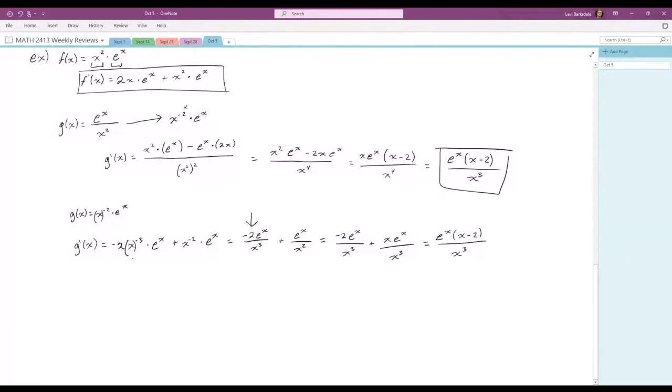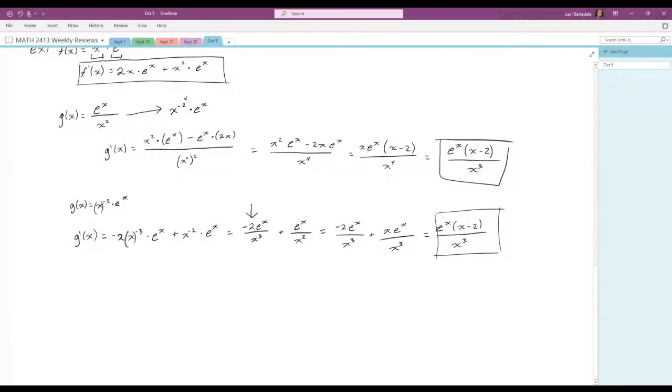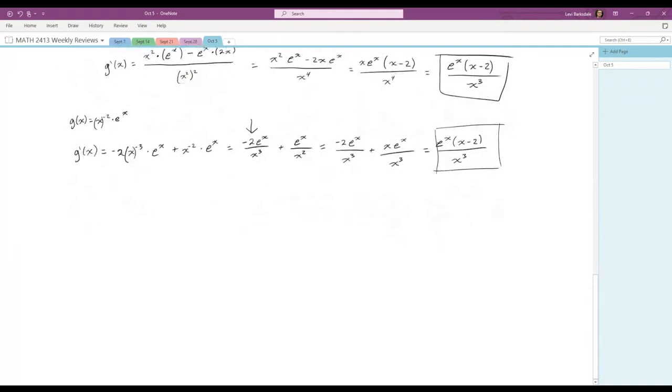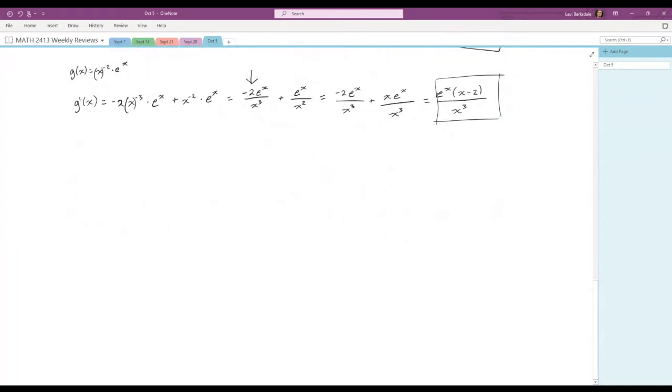But we're clear on this? And you'll notice we did get the same answer. This last step, I did kind of factor my e to the x out, and then flip the order that I wrote my x and my negative 2, but it is the same answer.